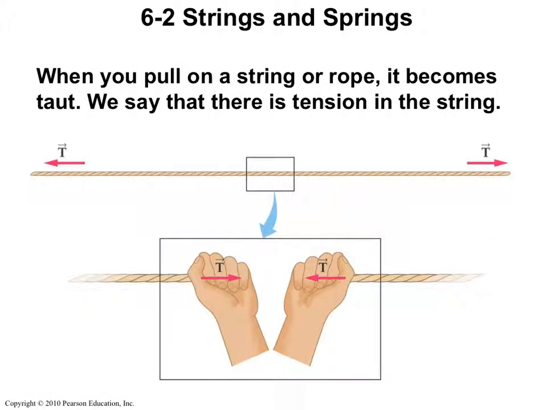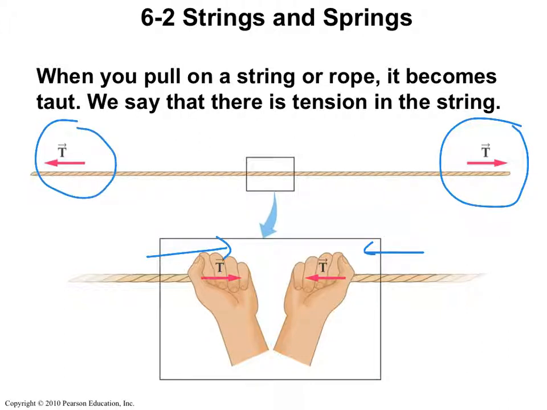All right, so our second topic is strings and springs. When we pull on a string or rope, it becomes taut, and by taut we mean that it's pulled all the way. It's not loose at all. We call this the tension in the string. The tension is always in the direction that it's being pulled. In this instance, the hands are going towards each other, so my tension is going towards the center of the hands. However, over here, my rope is being pulled off to the side, so my tension is going to the right and the left. Something really important to think about when we set up problems.